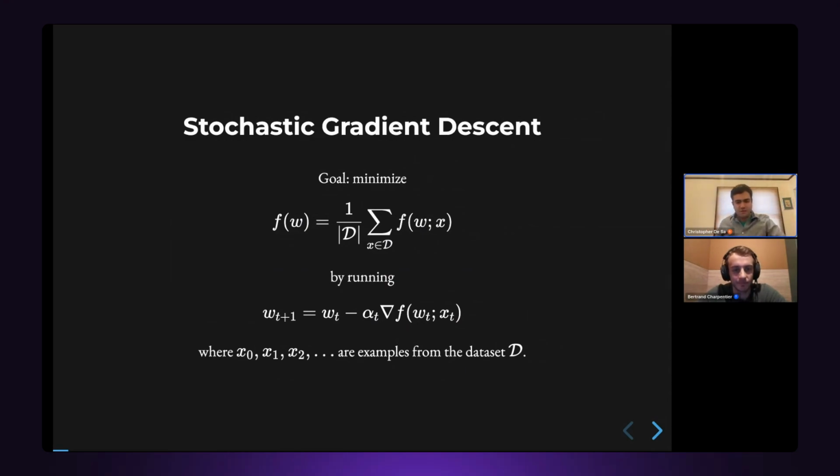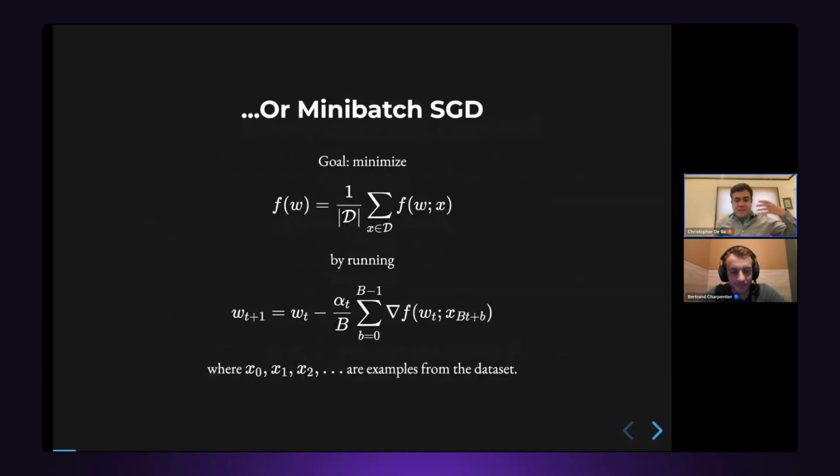So like in stochastic gradient descent, typically your goal is to minimize some loss function, an average over a data set of the function f evaluated at a particular weight value. Typically, we do this by running SGD or mini-batch SGD, where at each step you choose an example or typically a batch of examples that's a subset of the data set. You compute a gradient over that batch, which is an average over the batch, and then you use it to update your weights.